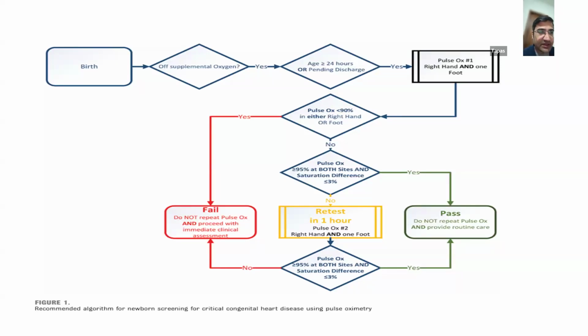So this test has to be done prior to discharge, because it has been shown that if you combine this test along with antenatal ultrasound and the clinical examination, the chances of missing out critical congenital heart disease is very, very less.